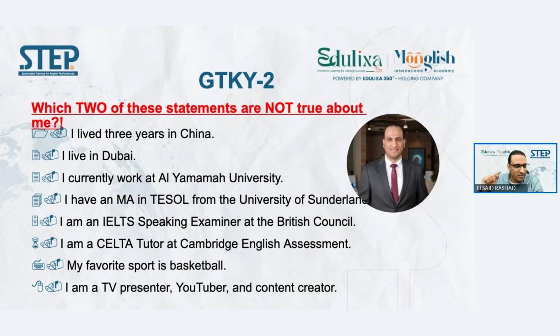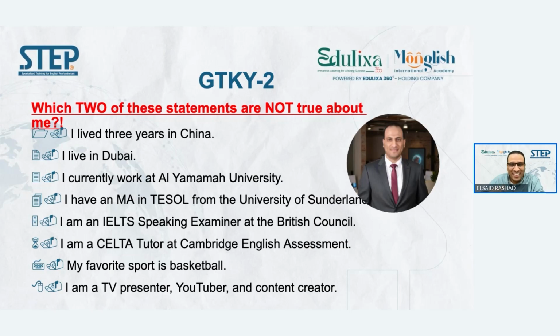They were numbered from 1 to 8, but I'm not sure if you can see the numbers. Can you see the numbers? Great. So which 2 statements are not true about myself? Some people are saying 1, 2, 7. Some people are saying 6 and 8. All right, 4 and 8, 2 and 7.